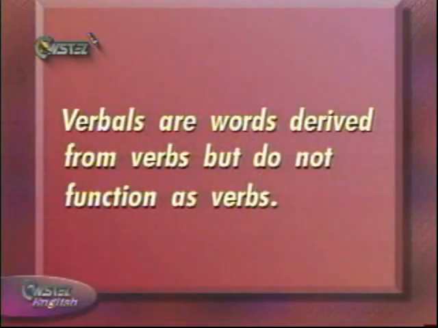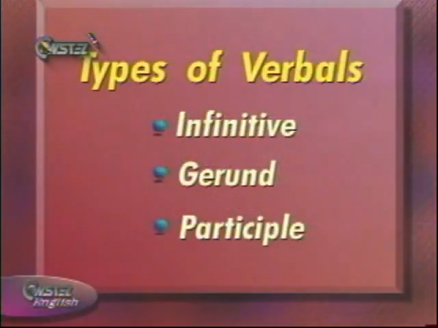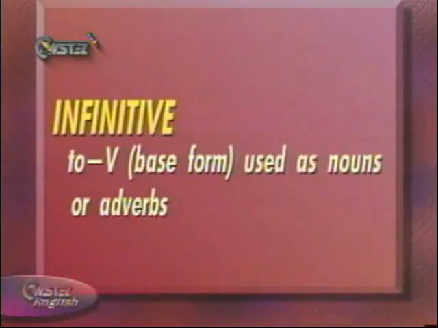Yes, they're called verbals. Verbals are words derived from verbs, but do not function as verbs. Verbals are of three types: the infinitive, the gerund, and the participle. The to form is the infinitive. Infinitives are made up of to plus the base form of the verb. An infinitive can function as either a noun or an adverb. For this lesson, we will focus on the infinitive as a noun.